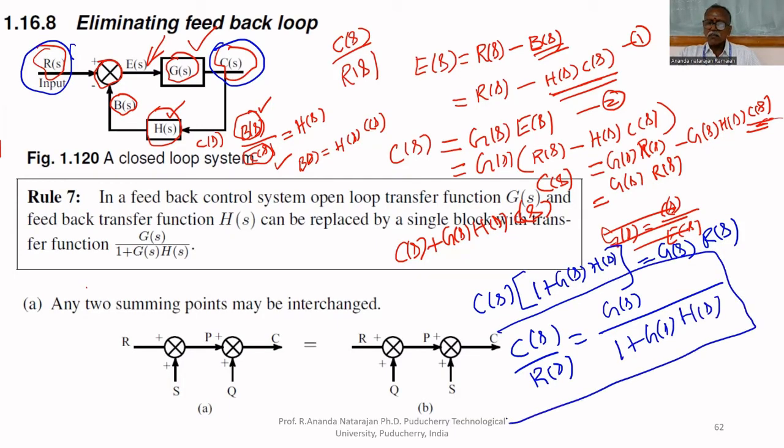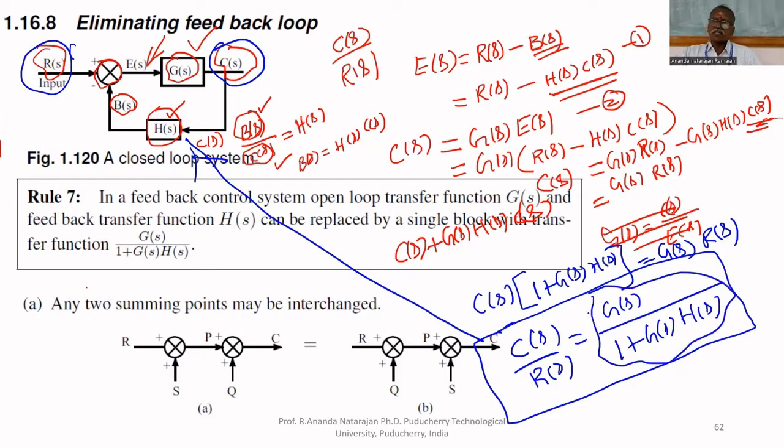Therefore, C of S upon R of S is equal to, if this is the block diagram, it consists of two blocks like this, which can be simplified like this: G of S upon 1 plus G of S, H of S. Here, the feedback signal is removed, and we get a simple transfer function G of S upon 1 plus G of S, H of S.